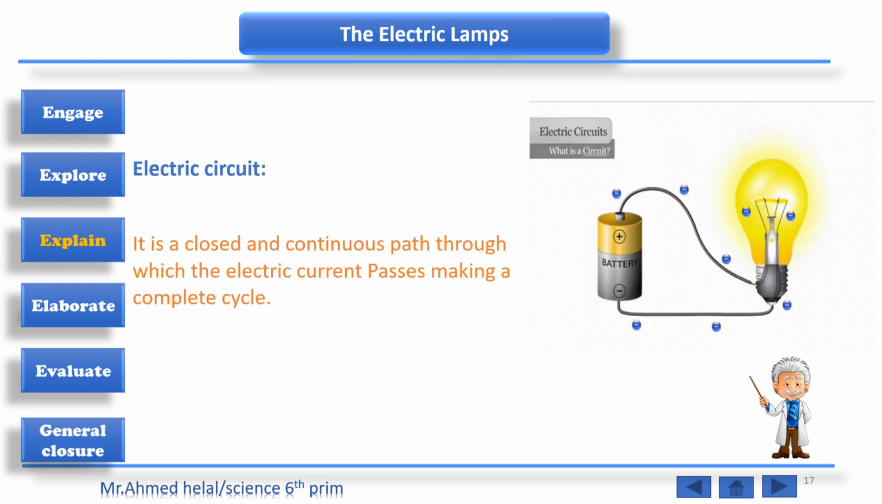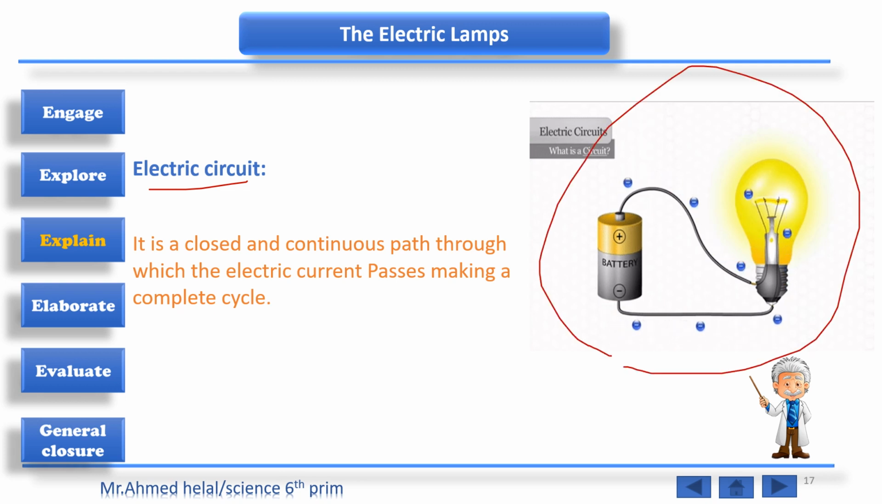And here we'll talk about the electric circuit. What is the electric circuit? All of this is called an electric circuit. The electric circuit is a closed and continuous path through which the electric current passes, making a complete cycle. Here we have the continuous path of charge, or the electric current path through the electric circuit, that comes from the battery. This is the source, and here we have the lamp. This is the indicator.